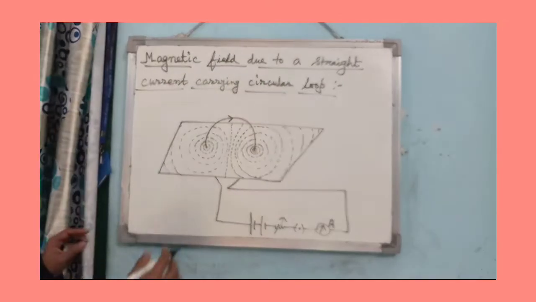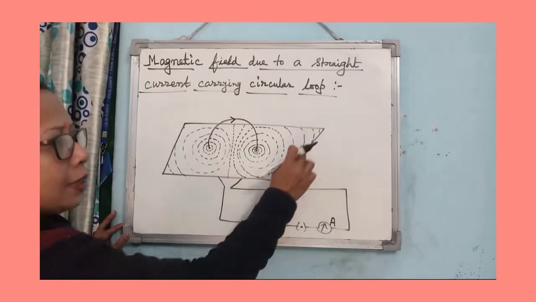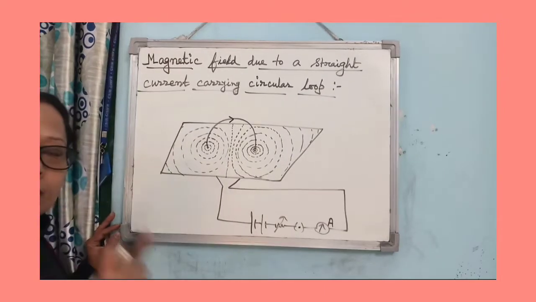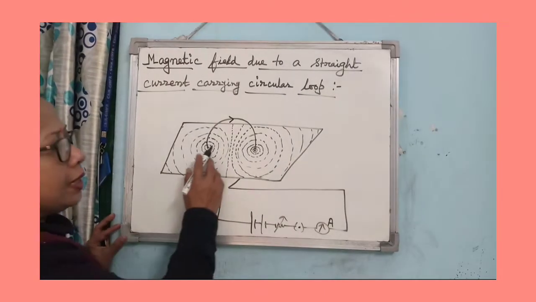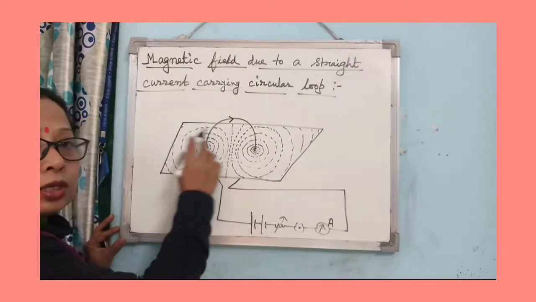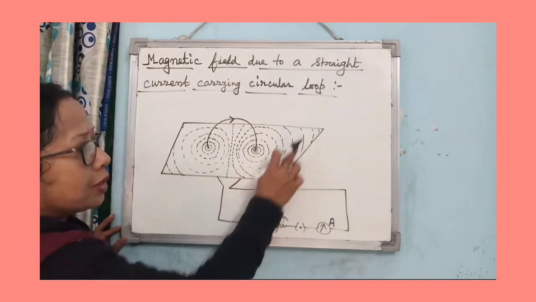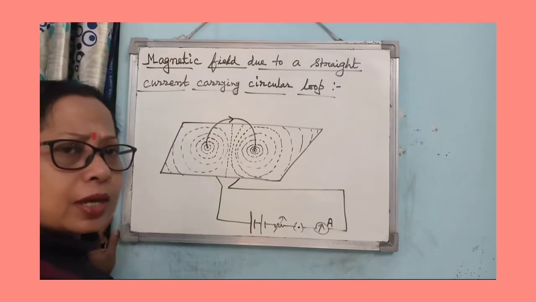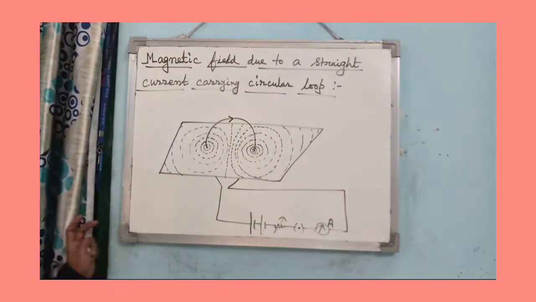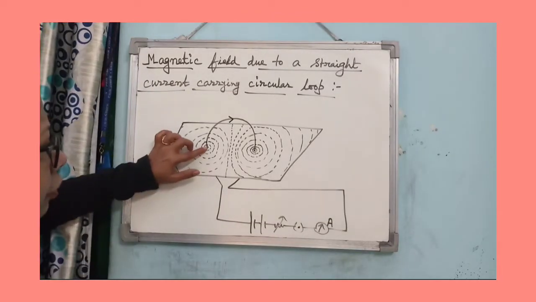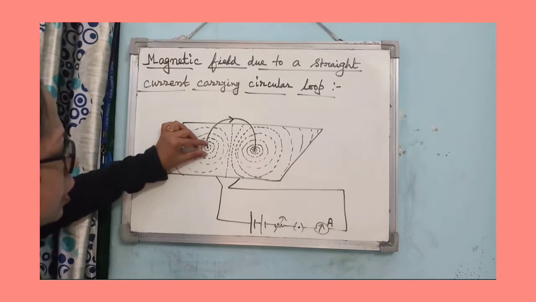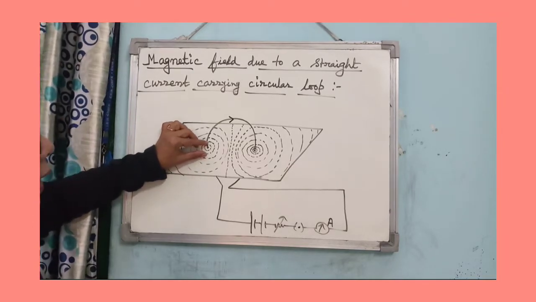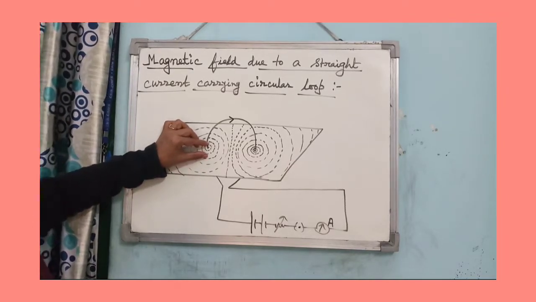Now after that you gently tap the cardboard, then you will observe that iron filings will set themselves along 2 sets of concentric circles. Now the question is why 2 sets of concentric circles? Easily you can explain it. If you consider the first hole and a small portion of the loop, it will appear just like a straight line.